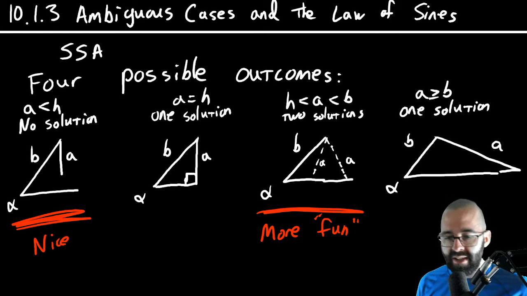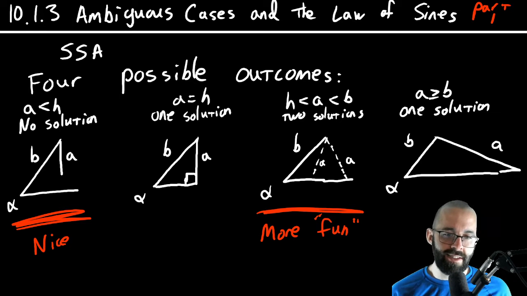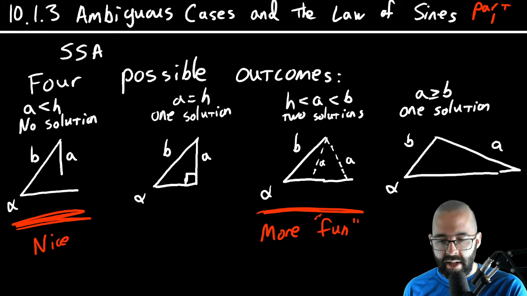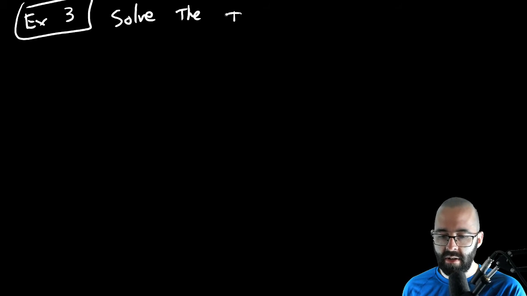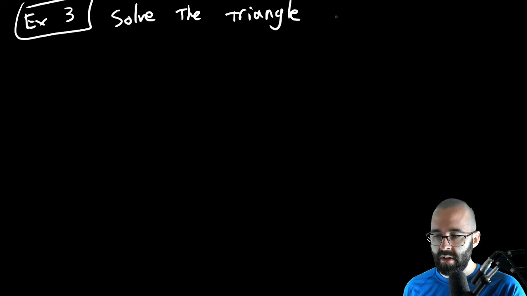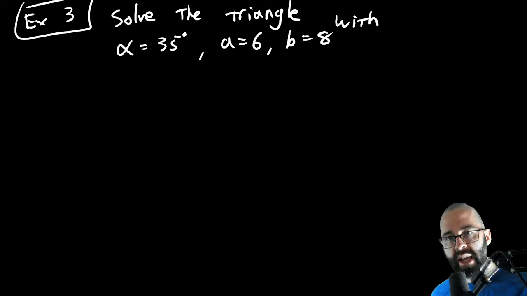All right. We're splitting this video up into 2 parts because it's a lot of stuff. First part, we're going to look at one of these cases, one of these outcomes, and I'm not going to tell you which one it is. All right. Example 3. Solve the triangle with alpha equal to 35 degrees, A equal to 6, and B equal to 8.